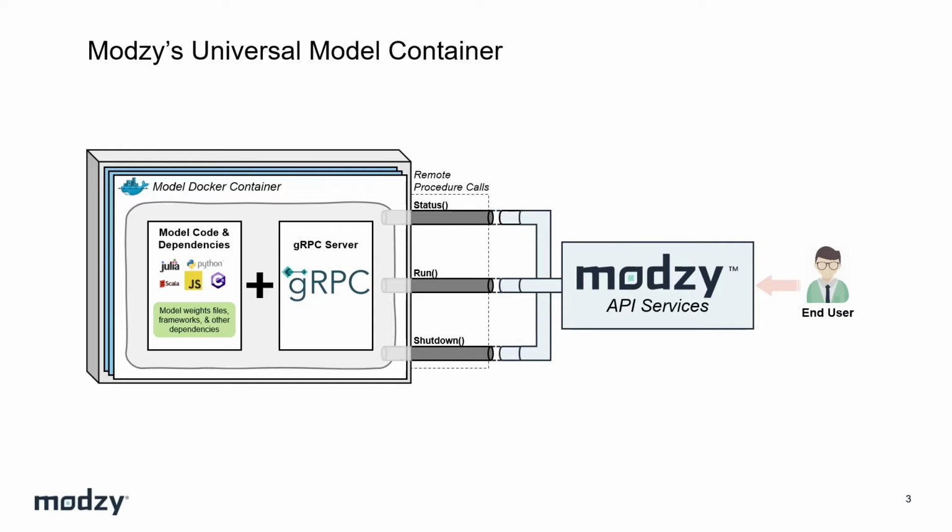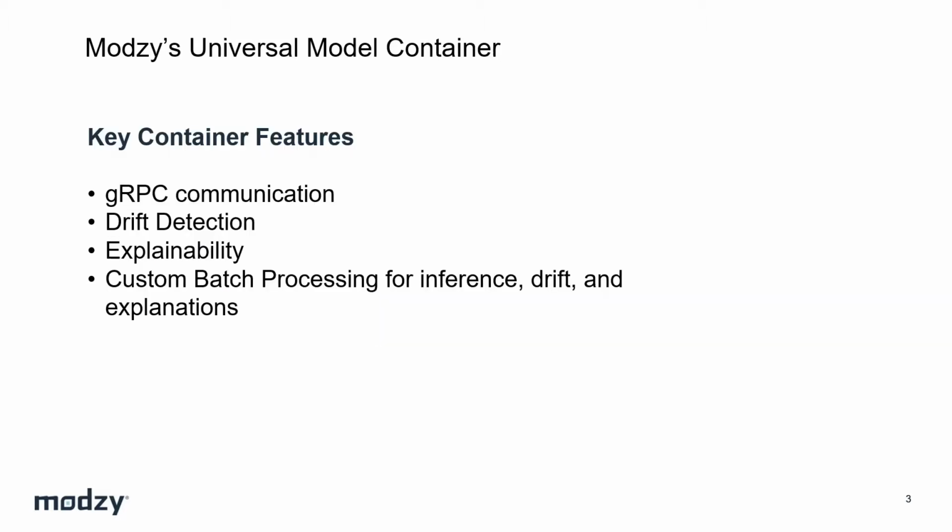I will note that our REST template is very similar, with the one difference being instead of these 3 calls being remote procedure calls, they are REST API endpoints. That said, we do really highly recommend using our gRPC template, as we've seen a significant improvement in latency and performance. And this template I keep referring to gives you the option of implementing several features into your model container, but the example we'll walk through today will implement these 4 features on the screen, those being gRPC communication, drift detection, explainability, and custom batch processing. Let's dive in.